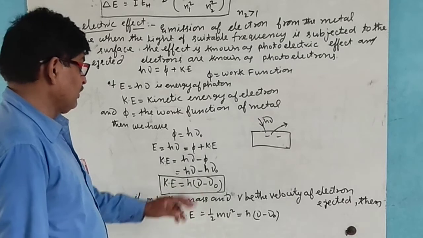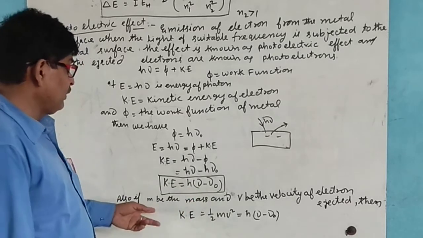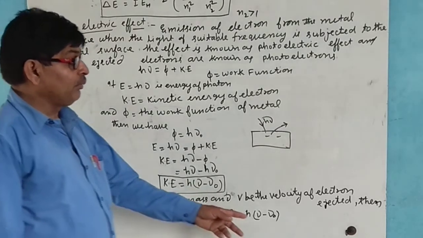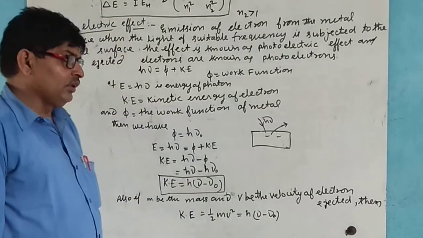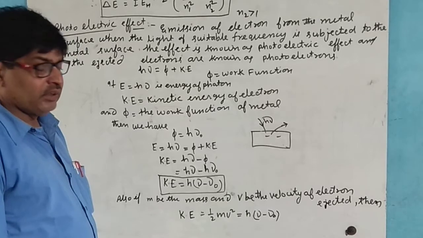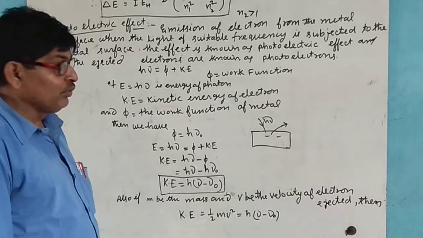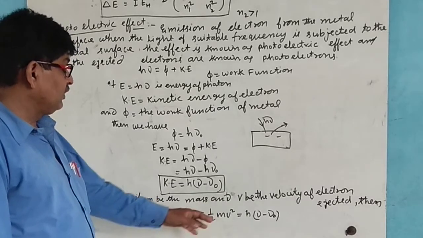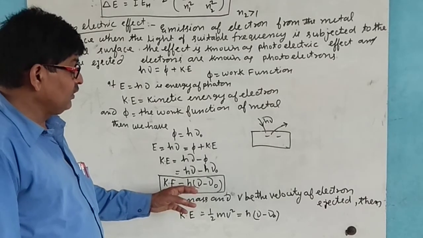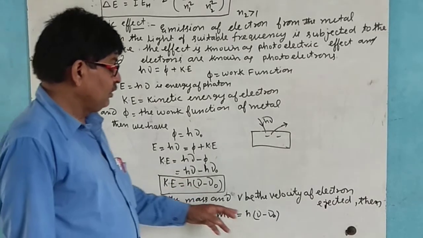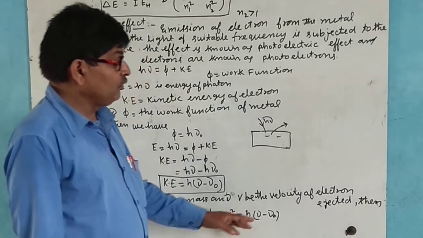This is a frequency. Also, if m is the mass and v is the velocity of the electron revolving in the orbit, then the kinetic energy equals half m v square, and this is also equal to, in terms of radiation, h nu minus h nu 0.